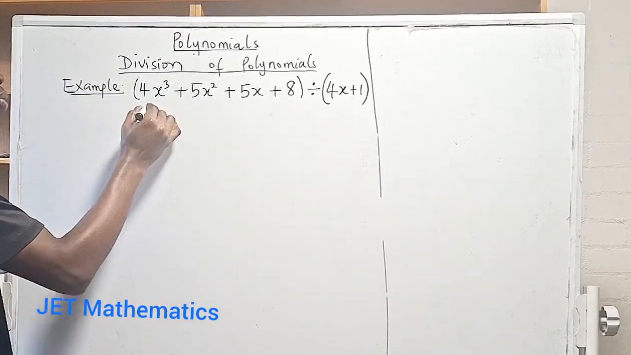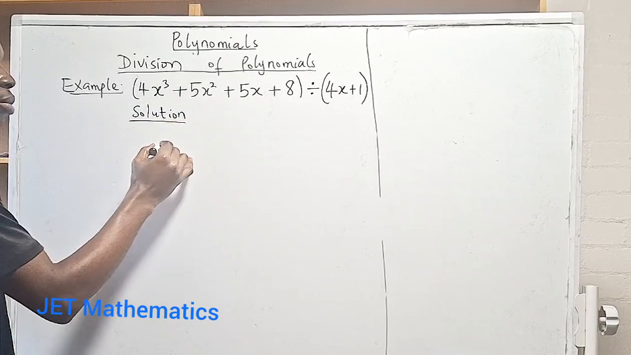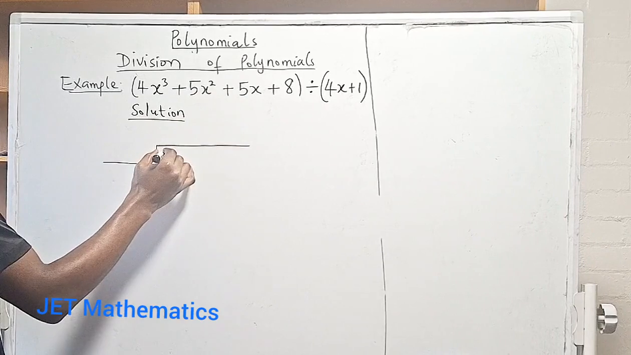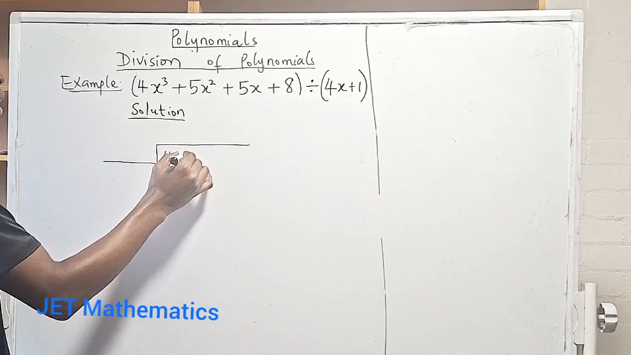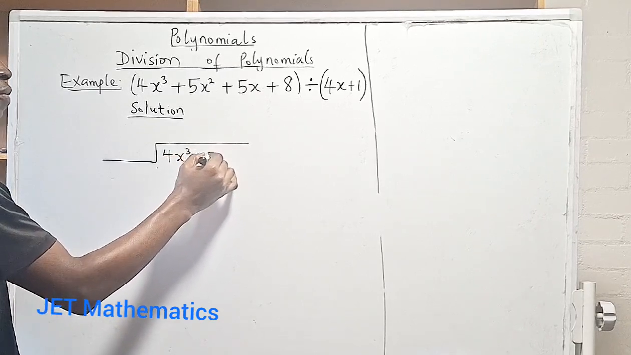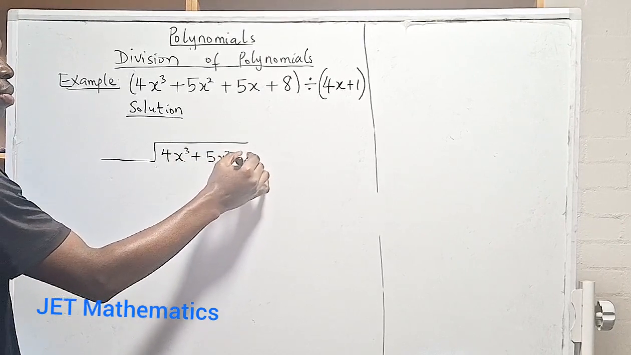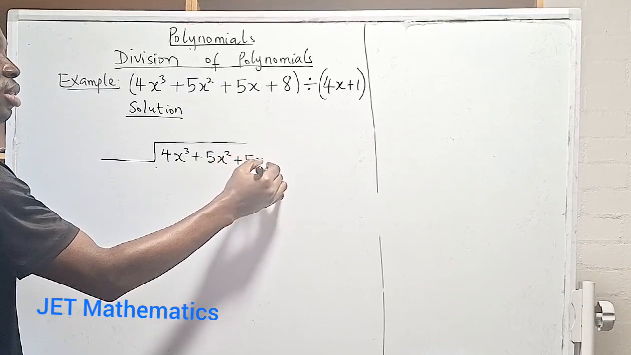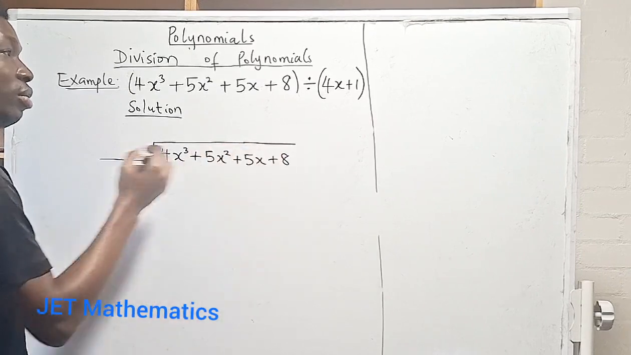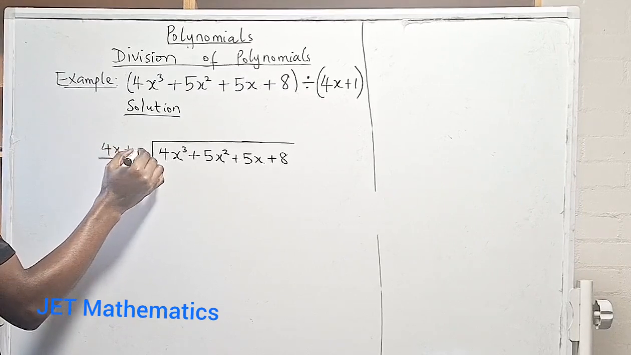So, solution. Remember, we'll put the dividend into this part: 4x cubed plus 5x squared plus 5x plus 8, divided by 4x plus 1.